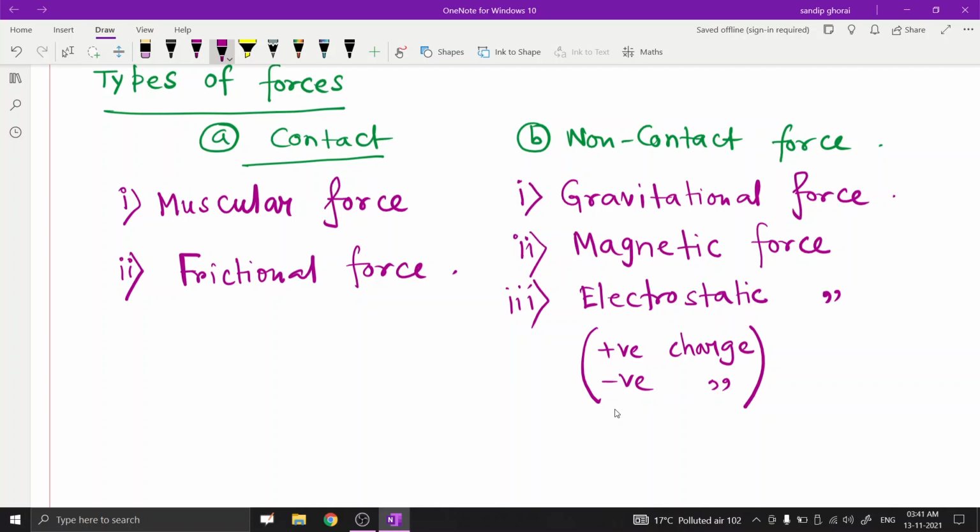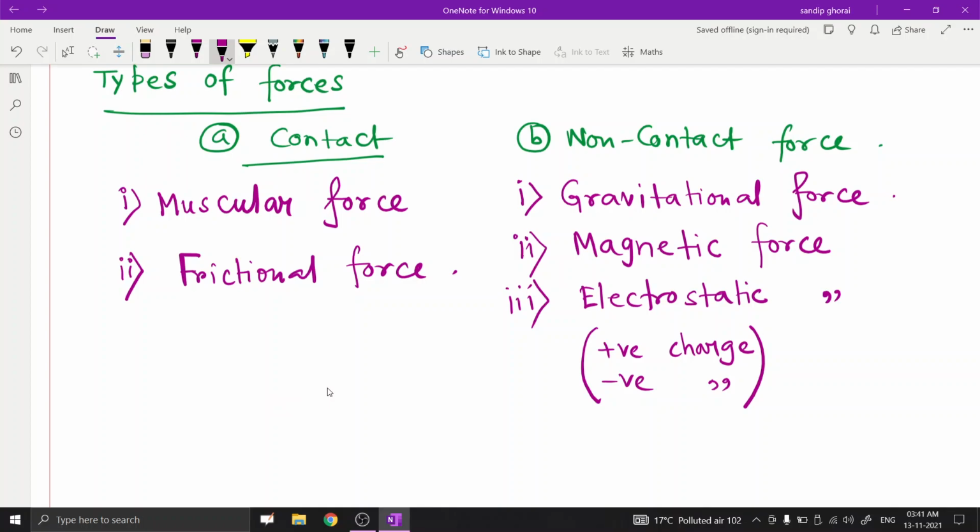And if we take two same charges, like one positive and one positive, then also we can say this is electrostatic force. And if one body is charged, positively or negatively, and another body is uncharged, then also the force between these two bodies is called electrostatic force. Okay, so these are the examples of non-contact force, and in general we measure force in the Newton unit.